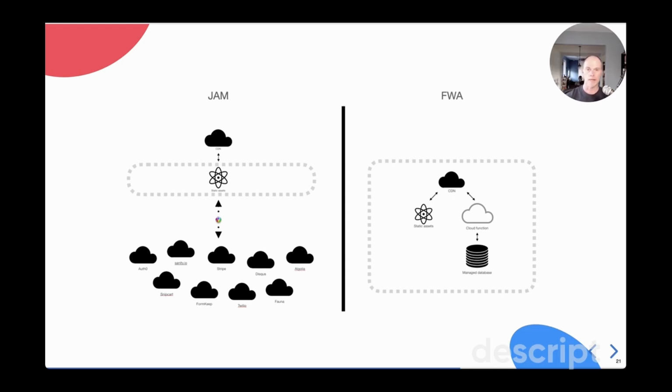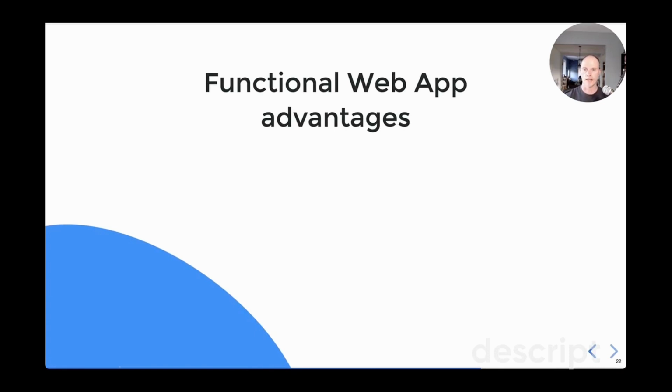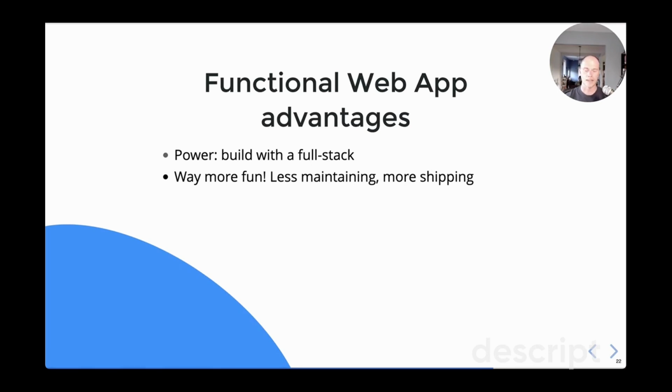And how do you get a better kind of performance out of this architecture? Well, let's take a look at some of the advantages. The first thing is you have access to the entire stack. So front end, back end, middleware, everything is available to you. The second thing is it's a lot more fun. You spend a lot more time writing code and solving problems, and you spend a lot less time maintaining things, and you just spend more time shipping code.